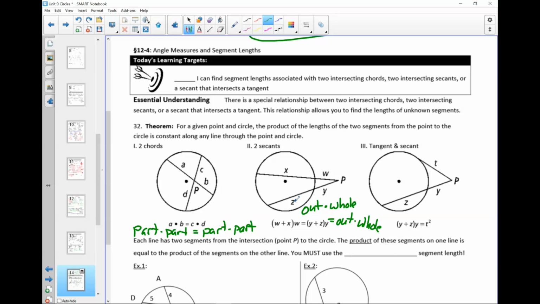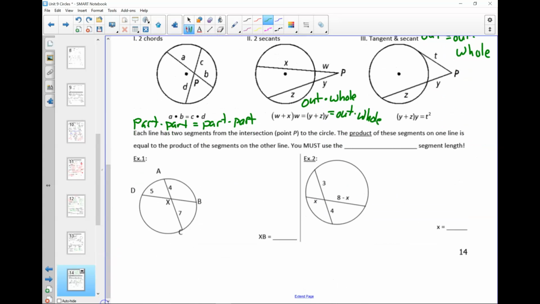Now if you have a tangent and a secant, if you're talking about the tangent, that would be the outside squared equals the outside times the whole. Okay, T squared equals Y times (Y plus Z). Now each line has two segments from the intersection point P to the circle. The product of these segments on one line is equal to the product of the segments on the other line. You must use the entire segment length.